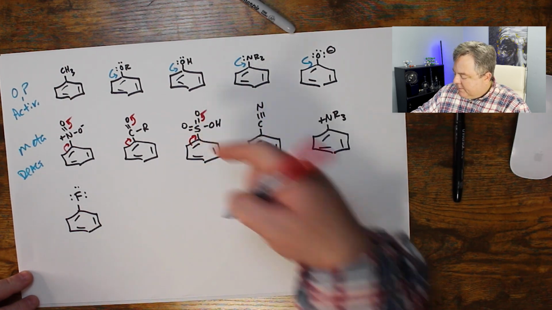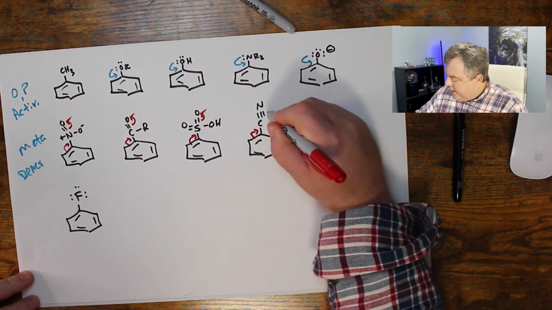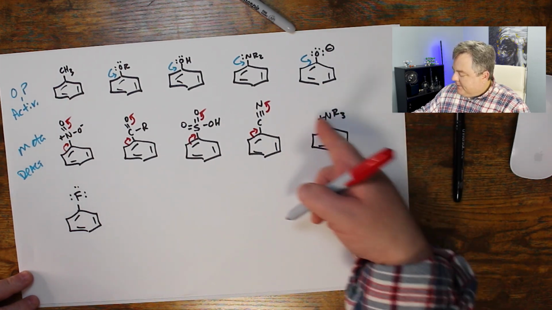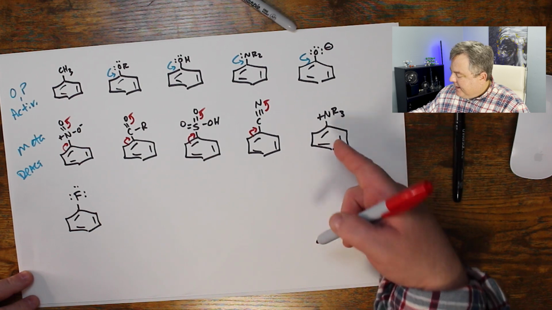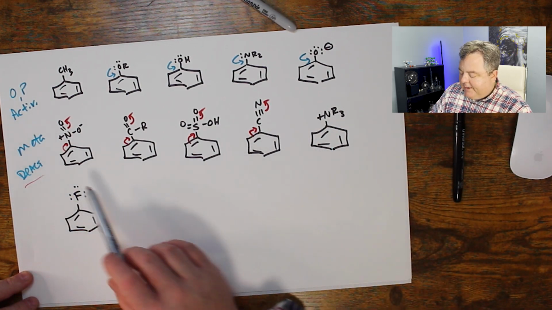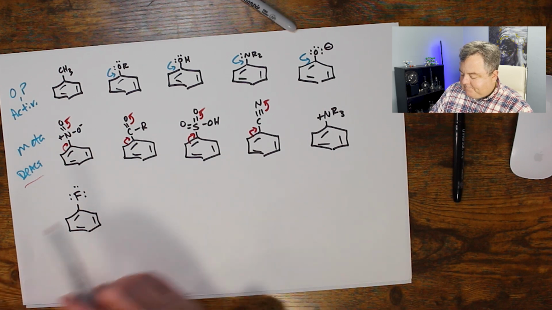Sulfonyl groups, S double bond O. Nitriles, I can pull the electrons all the way up to the nitrogen. Things with positive charges on it would be very deactivating. So these are deactivating. They go slower than benzene, and they're meta-directors.